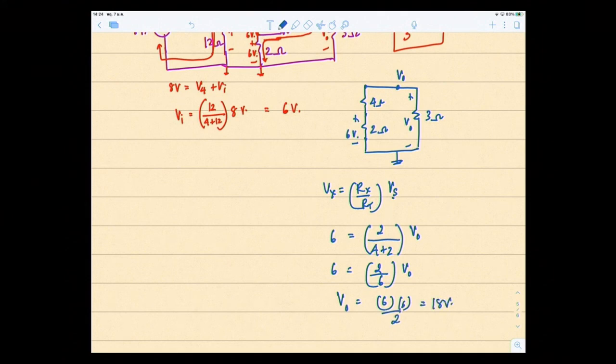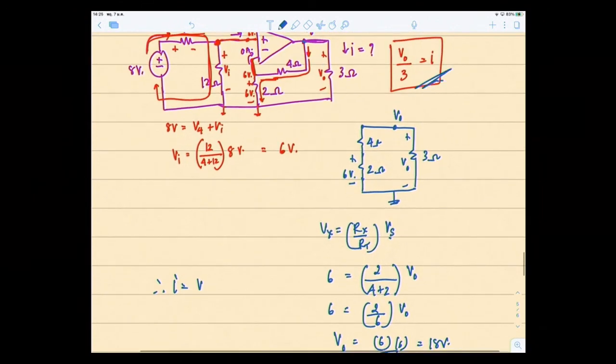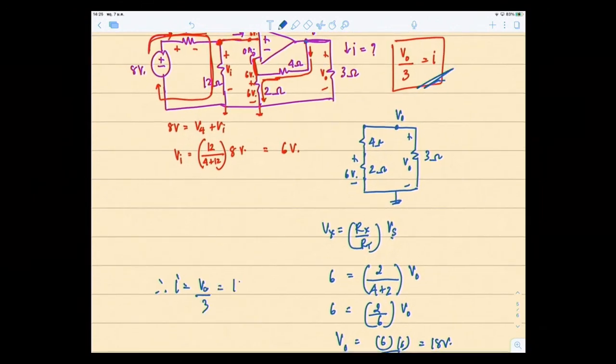So now you get your Vout. So therefore, I is Vout over 3. So 18 over 3 equals 6 amps. Finished, see? So that's some idea of how to handle a problem with so-called op amps.